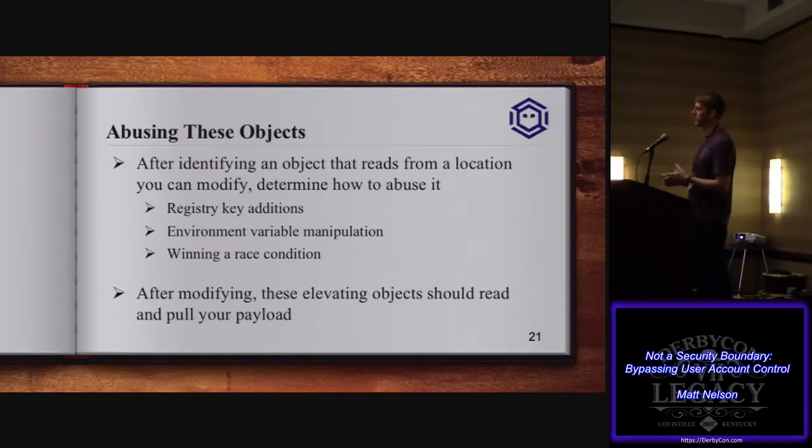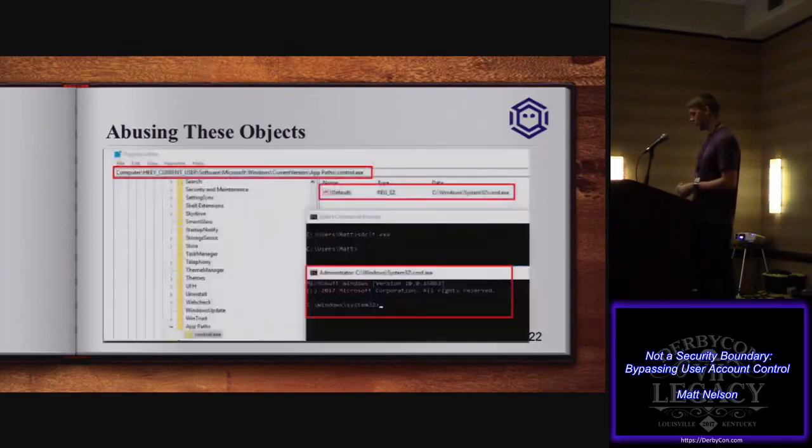So like I said, after you've identified these particular objects, the next step would be to abuse them. That would be doing a registry write to that location, putting your payload in. Again, bypasses are variant in the sense that there are many objects you can abuse. There are many things that you can do to abuse these objects. So registry key additions are kind of the new thing. You've got event variable manipulation, which James Forshaw did a good post on recently. And then race conditions, which is kind of a fun one that me and Matt Graber worked on.